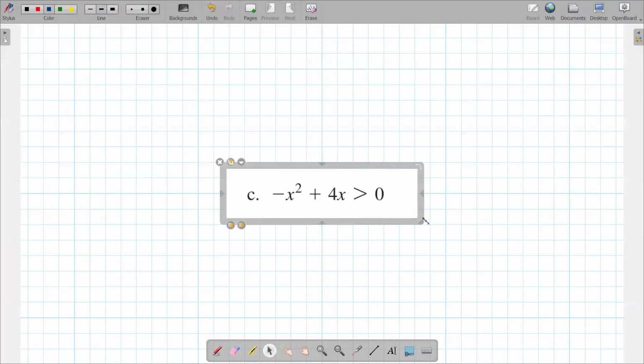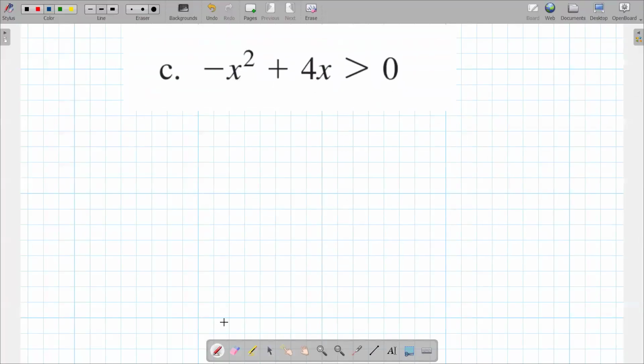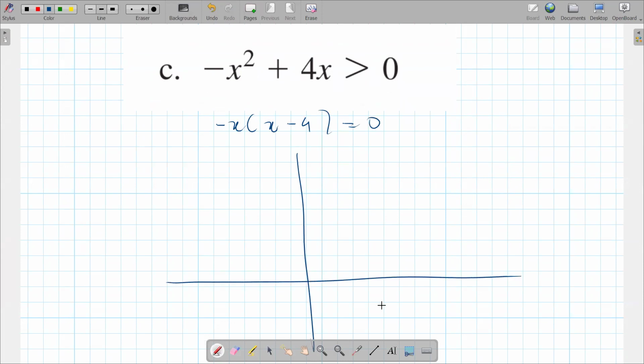This next one is very similar. You have to factor this first though. So let me pull out a negative x. I'll be left with x minus 4 equals 0. Where are the x-intercepts? One of them is at 4. Where's the other one? The same idea as the one before. It's at 0. Opening up or down? Down. So it's going to look like this. It's opening down.